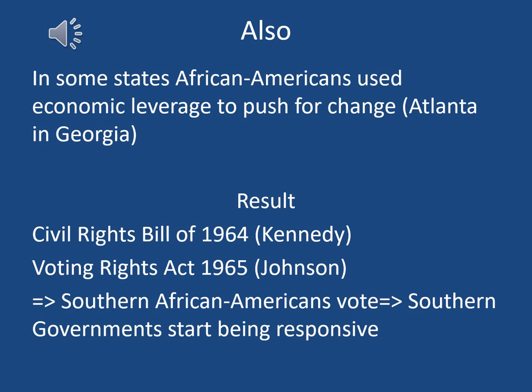Civil Rights Bill of 1964 under the Kennedy administration that outlawed segregation. Then the Voting Rights Act of 1965 by Johnson, which essentially restored the right to vote to African Americans. Southern African Americans now have the right to vote. And guess what? Southern governments start being responsive and changing their policies.